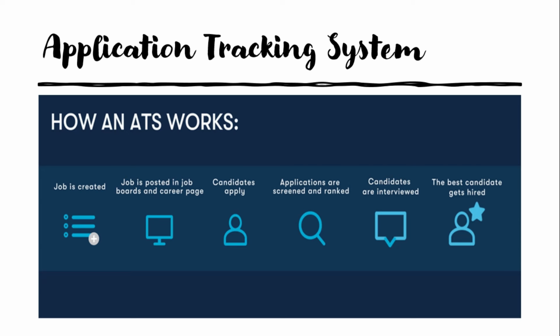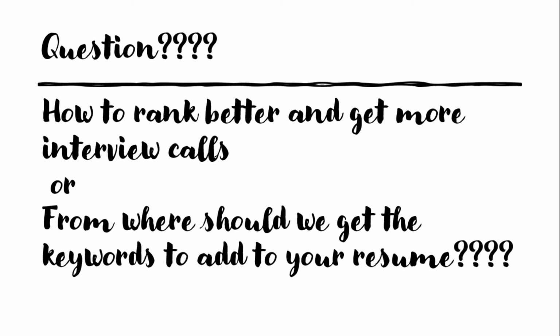Now, the ATS's main purpose is to narrow down applications based on certain keywords given by the recruiters. And the ATS will rank your resume based on how well it matches the ideal candidate. Now, you must have got why the correct words are important to get your resume filtered through and get interview calls. Now, you must be thinking how to rank better and get more interview calls, or from where we should get the keywords to add to your resume. So, the answer is ChatGPT.